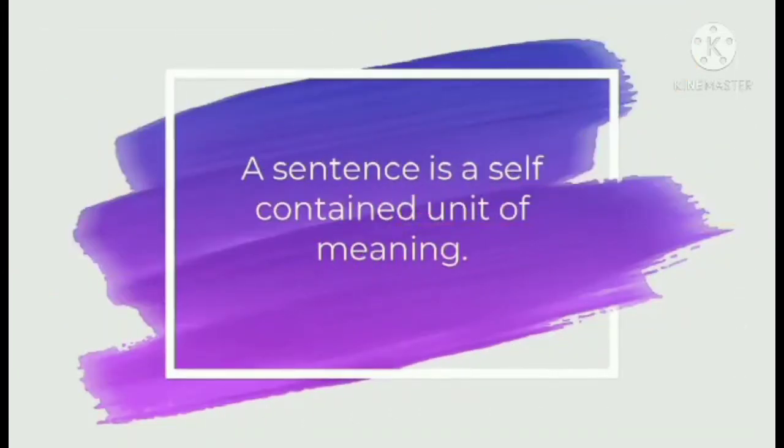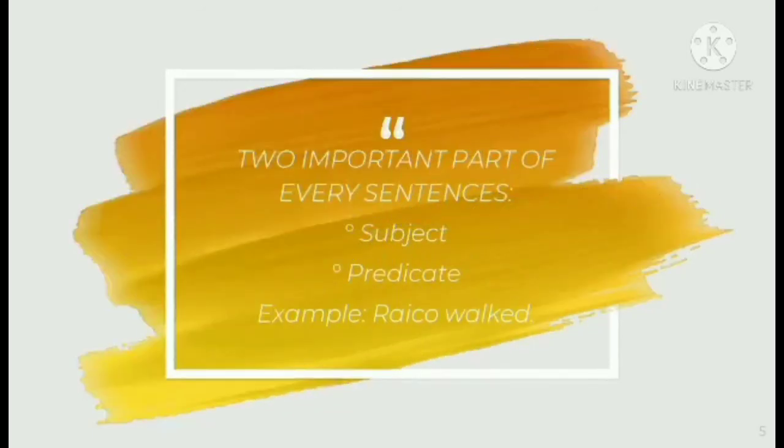So, a sentence is a self-contained unit of meaning. It means that it is a group of words that conveys a statement. And in every sentence, there are two important parts, and these are the subject and the predicate. So, for example, Raika walked. The subject there is Raika and the predicate is walked.